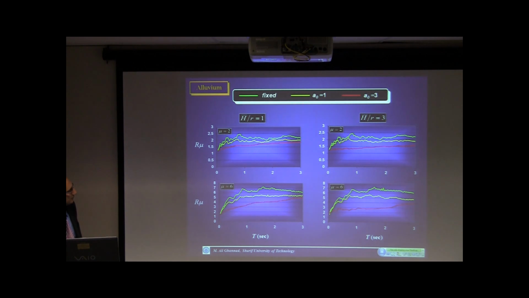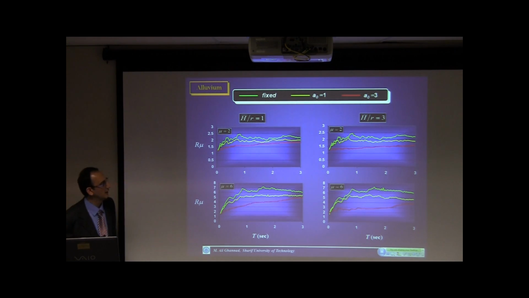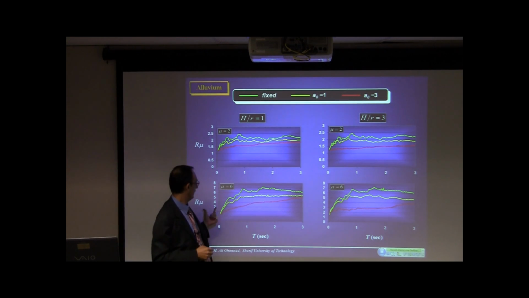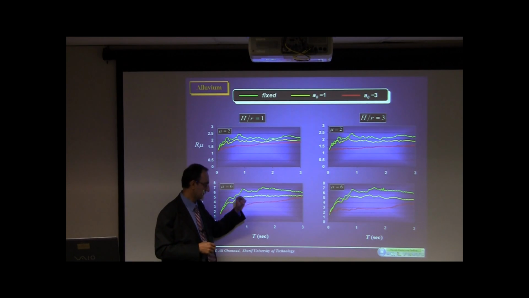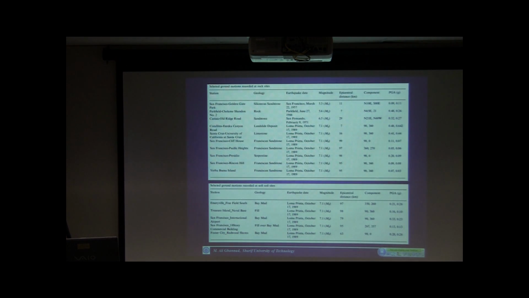And this is the results for R mu. Again, the green part is for the fixed base, and as you can see, the R mu, the reduction factor, is much less for soil structure systems.